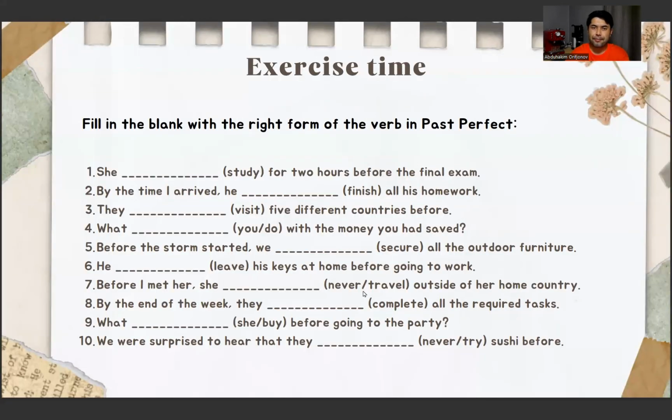Then exercise time. Fill in the blank with the right form of the verb in past perfect. Here is the verb, and you have to change it into the past perfect form. For example, she studied for 2 hours before the final exam. She had studied for 2 hours before the final exam. And the other sentences, you will do them alone. And you can check the answers in the last lesson.